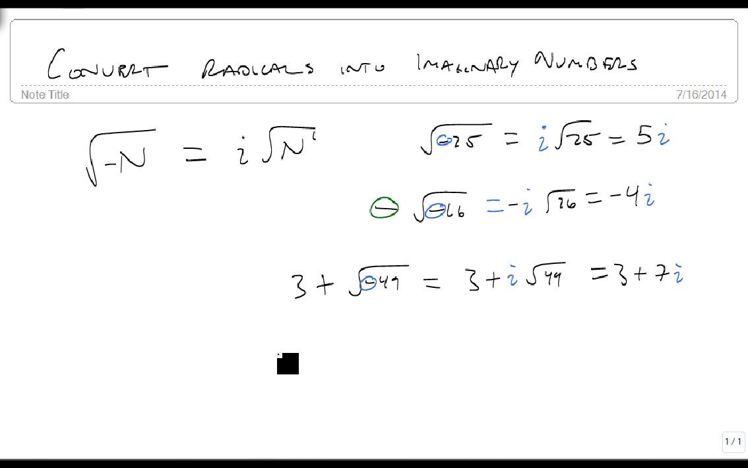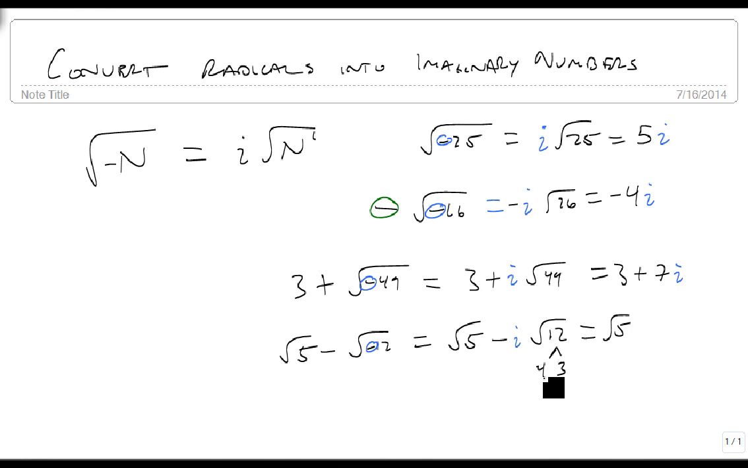And finally, the square root of 5 minus the square root of negative 12 becomes: the square root of 5 doesn't simplify and it doesn't have a negative. The minus is always going to be there. The negative comes out as an i, and the square root of 12. Well, 12 breaks down as 4 and 3. So this stays as square root of 5. The 4 breaks down further as a 2i root 3.